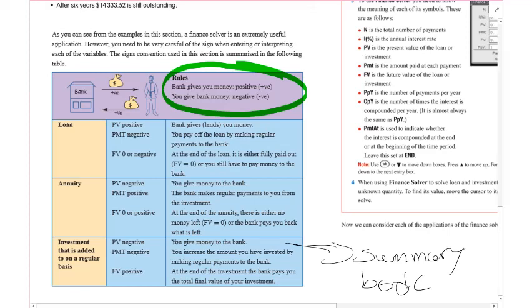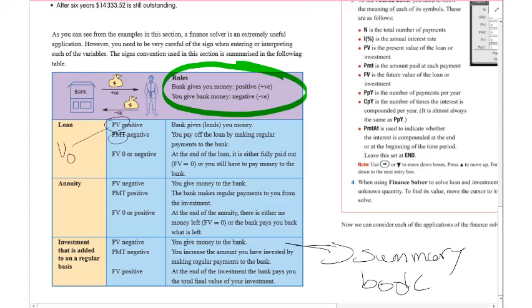So when it's a loan type situation where you're borrowing money, your principal value, which in our case is your V0, is going to be a positive number. That's where the bank lends you money. The payment, which is also the installment, is going to be negative because you're giving money to the bank.